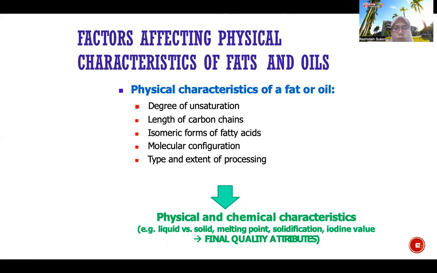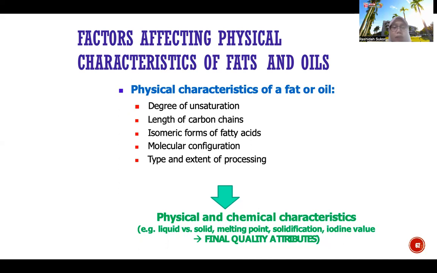And then length of carbon chain. The higher the carbon chain, the higher the melting point will be. So later you look at the melting point and you can predict. If it is higher than room temperature, that means it is solid. And then isomeric form of fatty acid, the molecular configuration, and type and extent of processing.